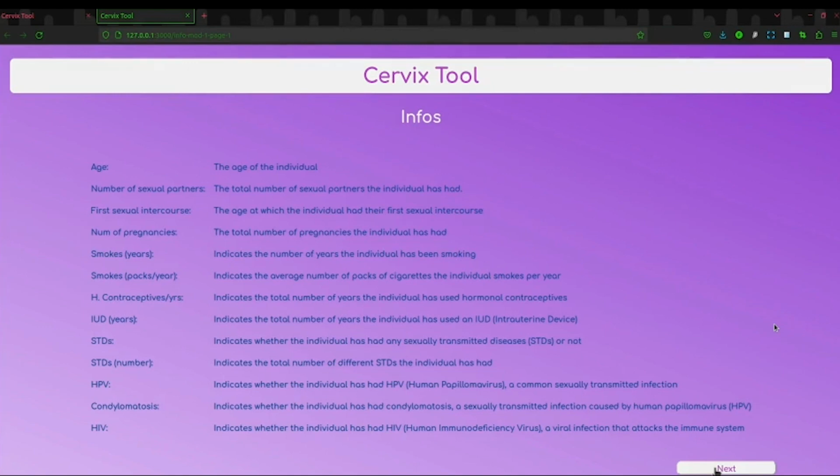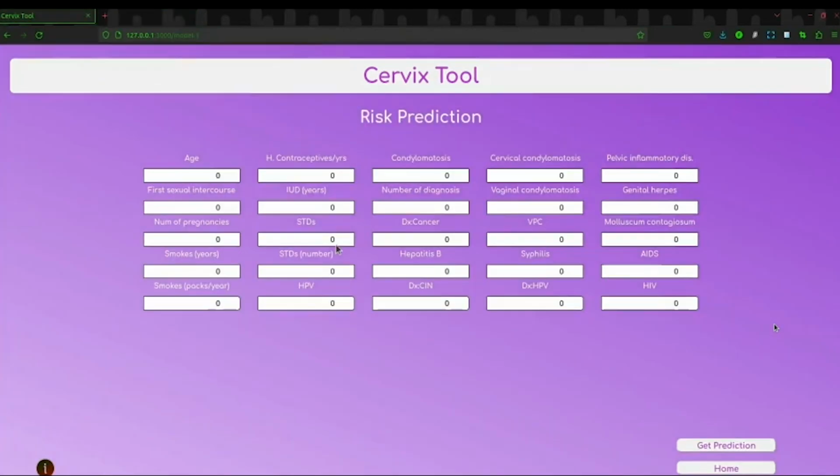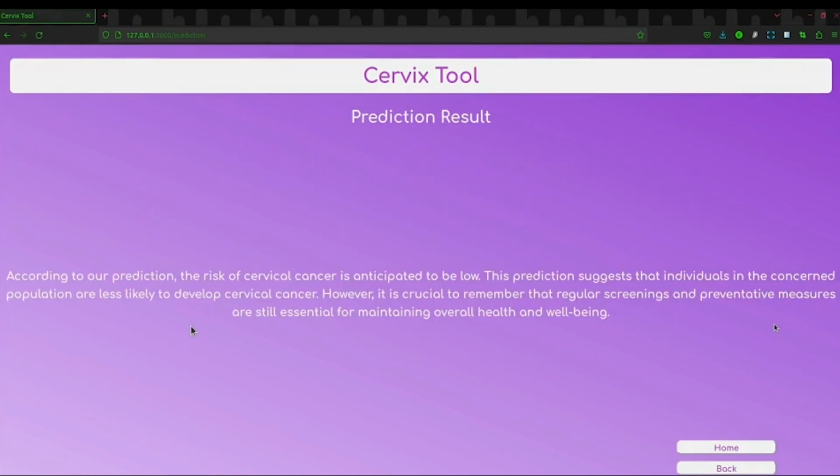And then we have 2 examples. We have a woman, 51 years old. She had her first sexual intercourse when she was 16, and 2 pregnancies. She doesn't smoke, and she used an intrauterine device for 1 year. She has a sexually transmitted disease, in this case HPV, the human papillomavirus, and we see that in this case the risk of cervical cancer is high.